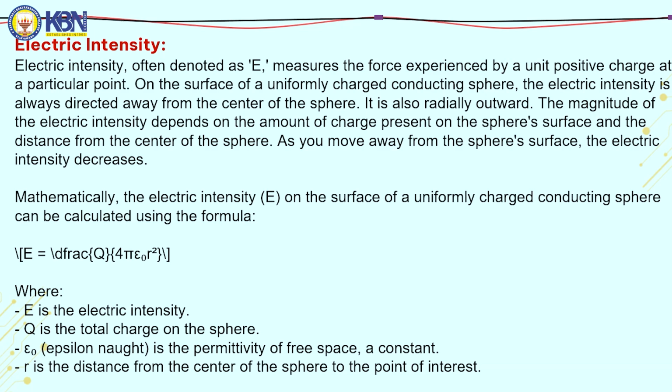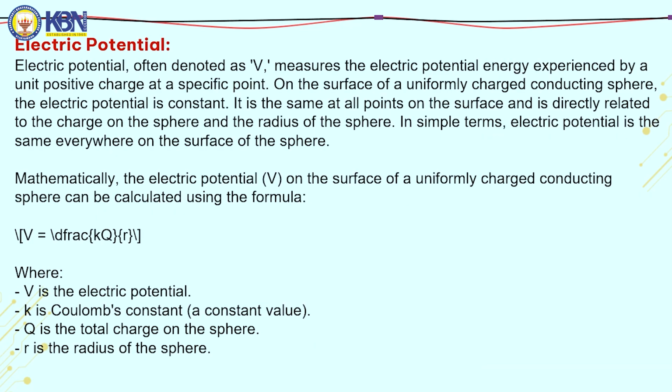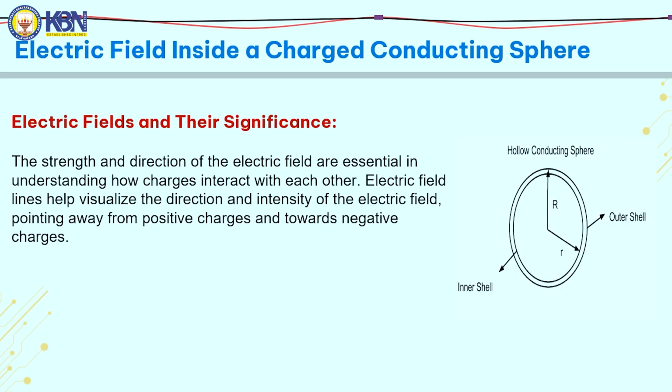Electric intensity, we know, is represented by the letter E, where Q is the total charge on the sphere, ε is the permittivity of free space, which is a constant, and r is the distance from the center of the sphere. The next one is the electric potential. Electric potential is denoted by the letter V. V = kQ/r, where V is the electric potential, k is Coulomb's constant, as you have seen earlier, Q is the total charge on the sphere, and r is the distance from the sphere.